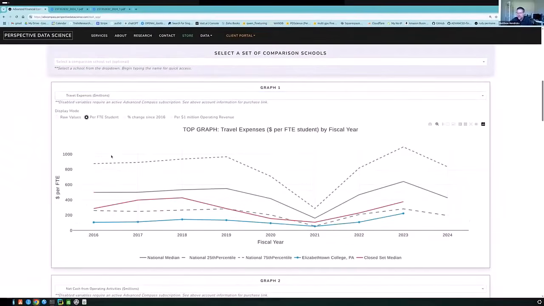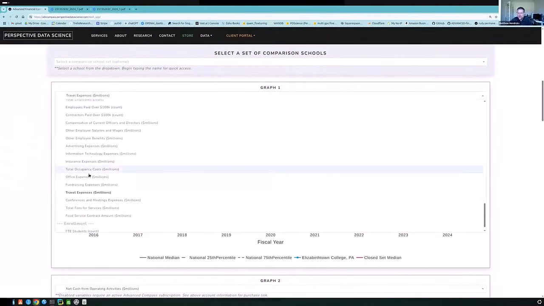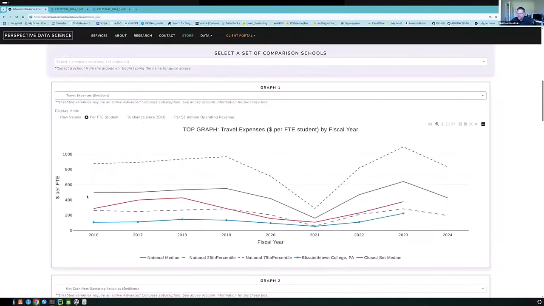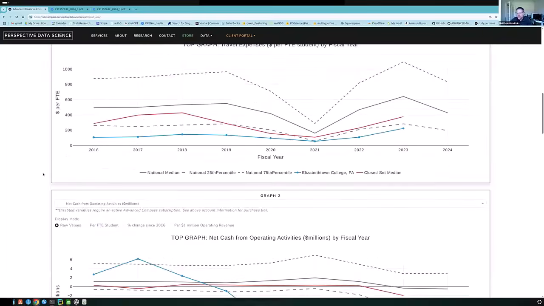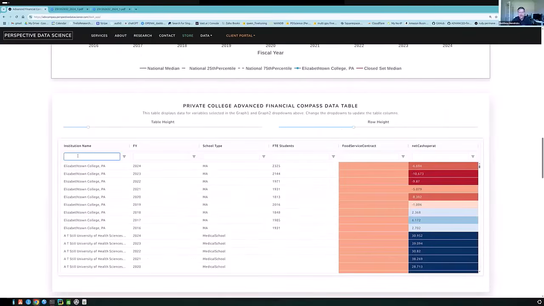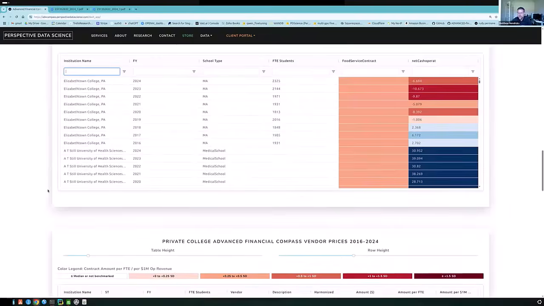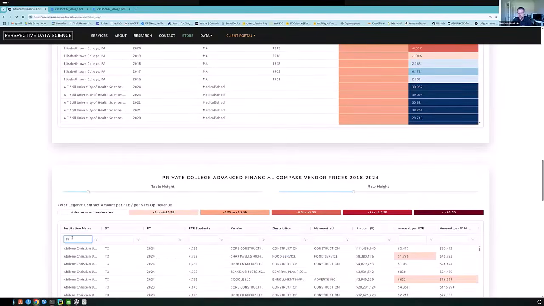Travel per FTE, that looks low actually. So there's a lot of optimization to do here. Let's take a deeper dive into the vendor spend. Elizabethtown, oh, wrong table, contractor table. Elizabeth, there it is.